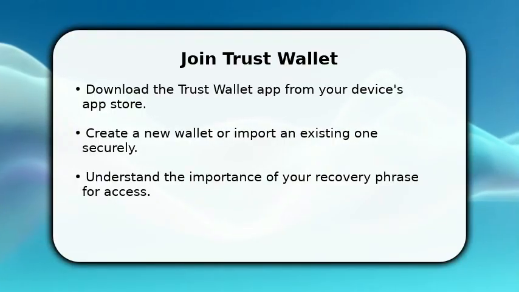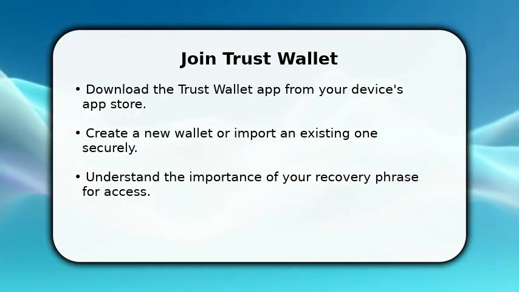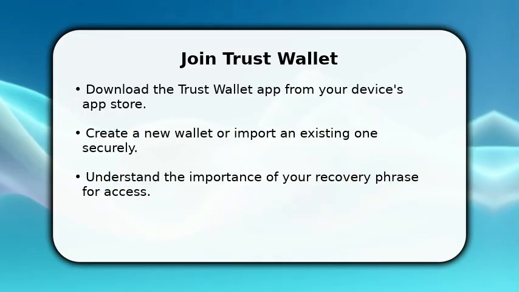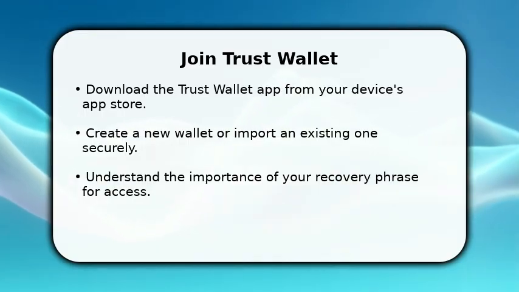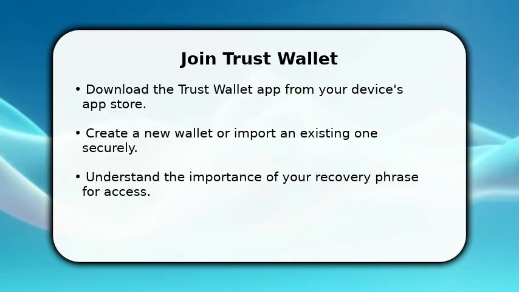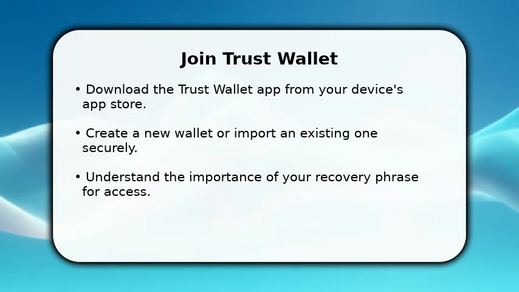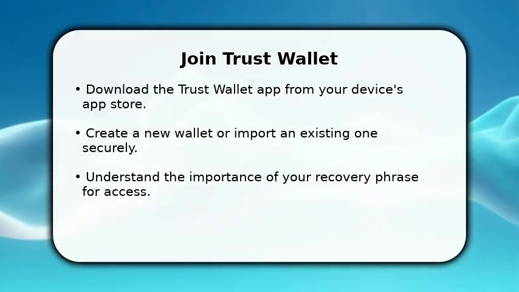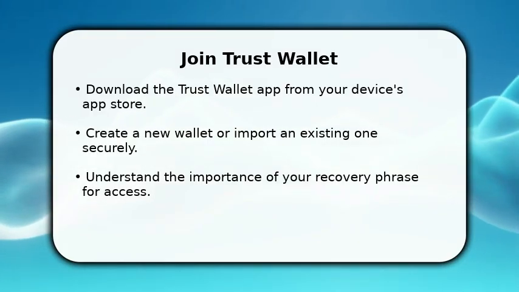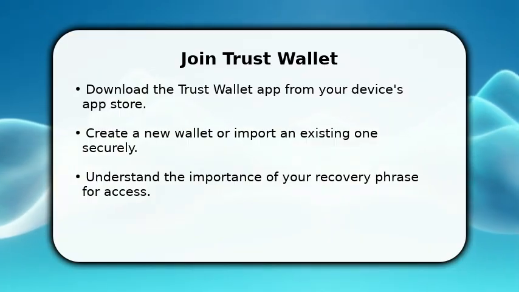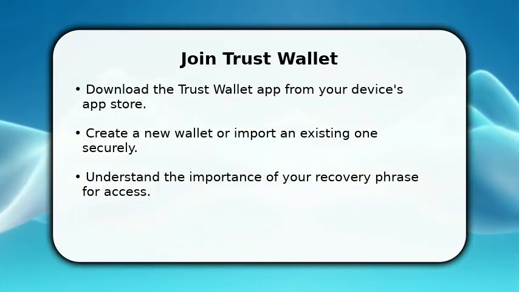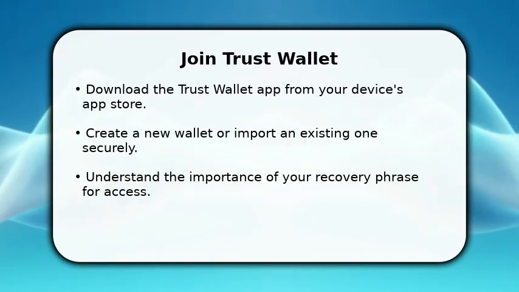In this video, I will explain how to join Trust Wallet. First, download the official Trust Wallet application from your mobile device's app store. Once installed, open the app and choose to create a new wallet. You will be guided through setting up a passcode and then presented with your unique recovery phrase. This phrase is crucial for accessing your funds, so pay close attention to the next steps.